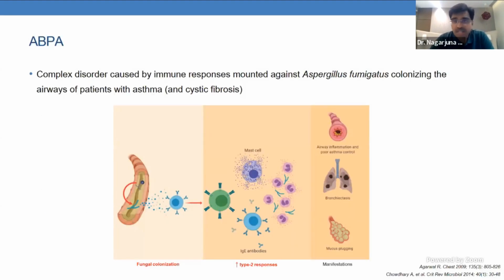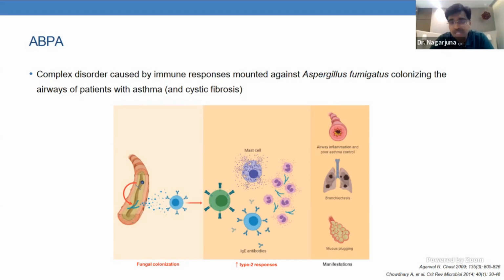So this has already been spoken. So this is something which we have to understand, that here you have two components. You have fungus, you have Aspergillus fumigatus, and you have immunological response. So this is the basic thing on which the diagnosis and treatment is based upon.